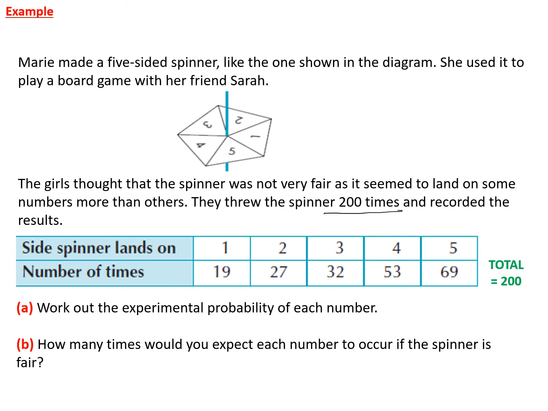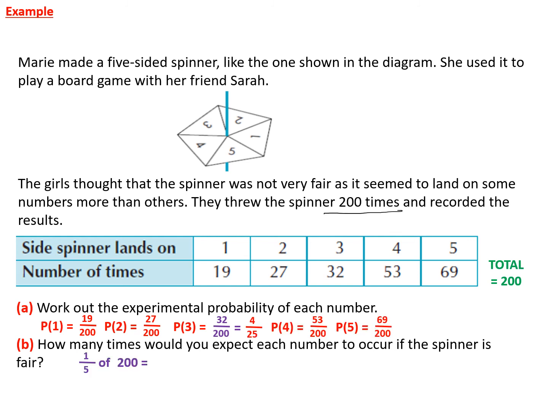First of all, you need to remember that since she threw the spinner 200 times, the total is 200. Now work out the experimental probability of each number. If we are going to find it for 1, it will be 19 over 200. The probability for 2 will be 27 over 200, and so on for the others.